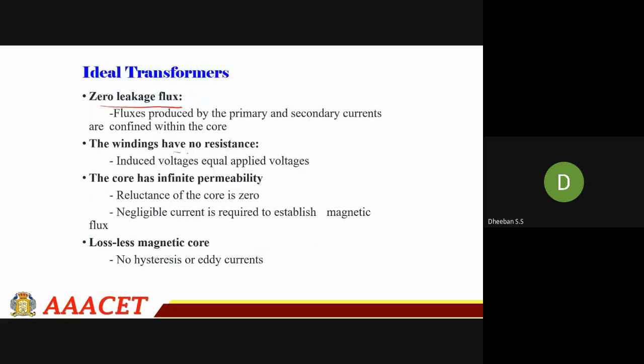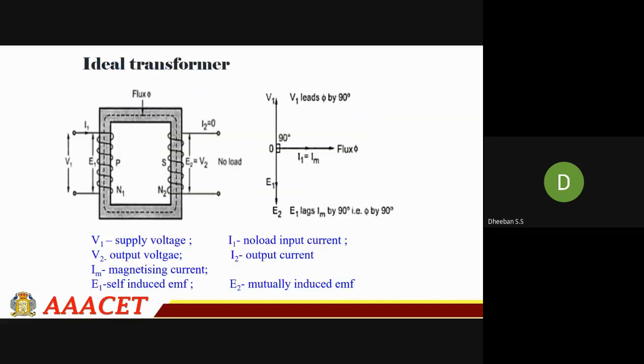Next, the windings have no resistance, but this is entirely not possible, because the windings will always have some resistance. The core has infinite permeability. Permeability is associated with the magnetic flux only. Reluctance is similar to resistance in the electric domain; reluctance is in the magnetic domain. So reluctance has to be zero, but it is not possible practically. A lossless magnetic core is also not possible, it is very difficult.